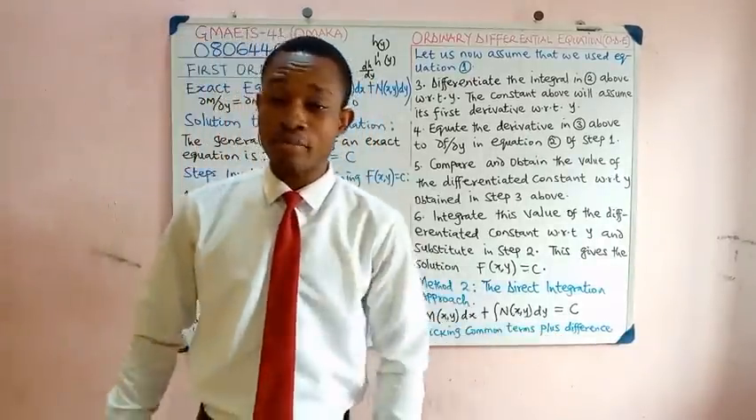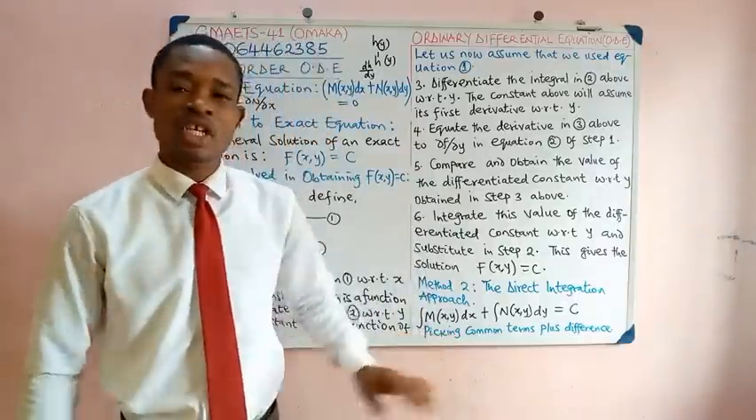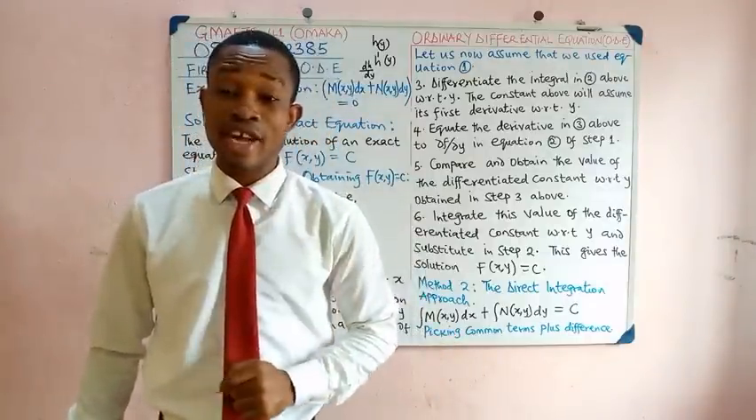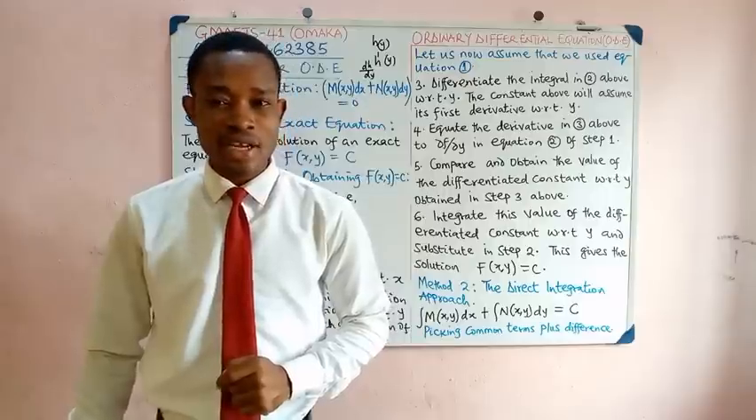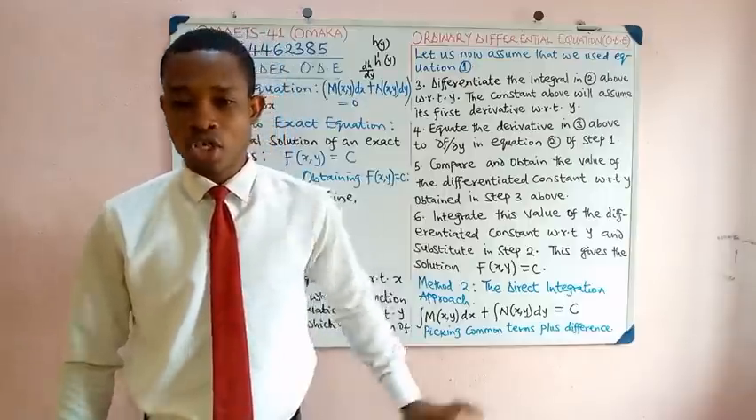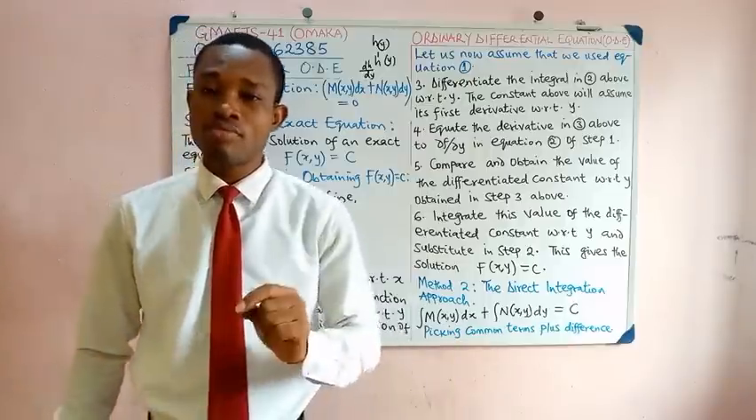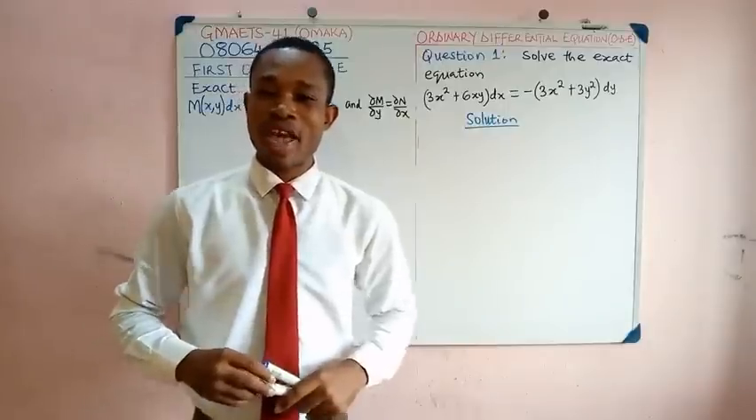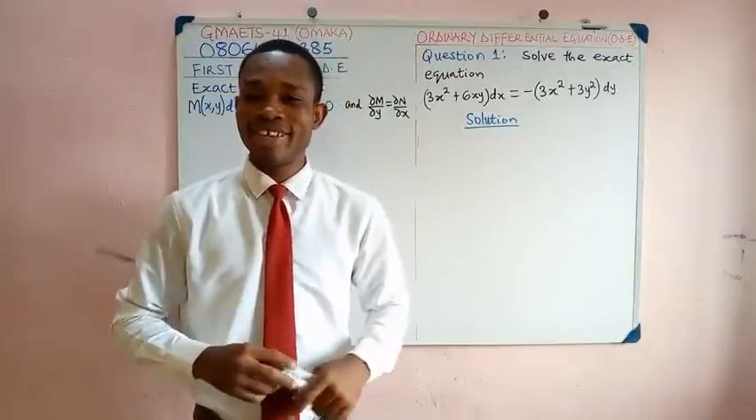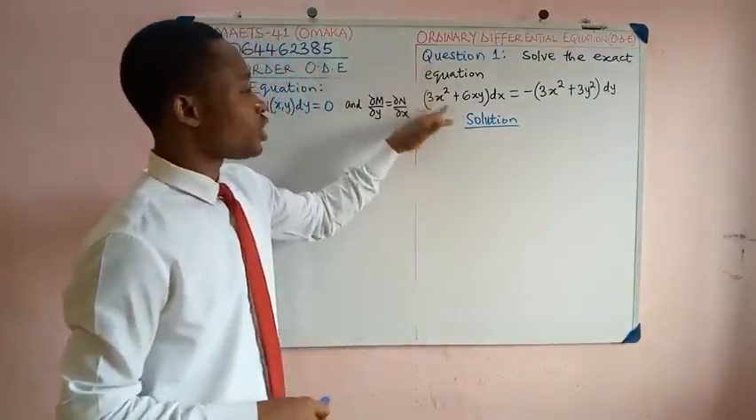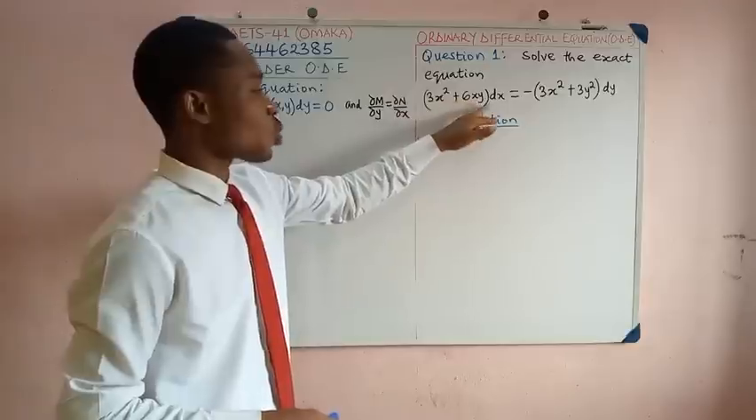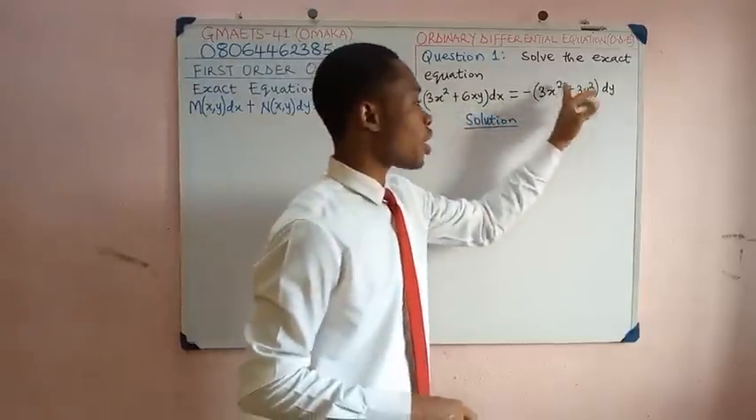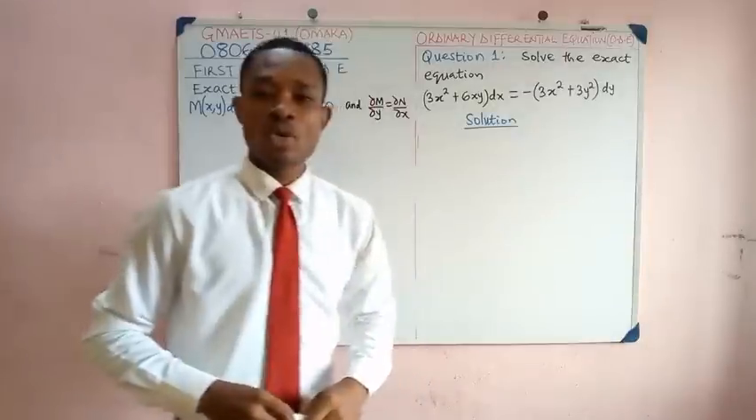Very funny, right? As a matter of fact, it's a convenient method to quickly solve and obtain the solution of an exact equation. And like I stated, from here on, we shall be using this method more often. We have a very first question on exact equation here on the board. We are to solve the exact equation: (3x squared plus 6xy) dx equals minus (3x squared plus 3y squared) dy. So we are to solve it.